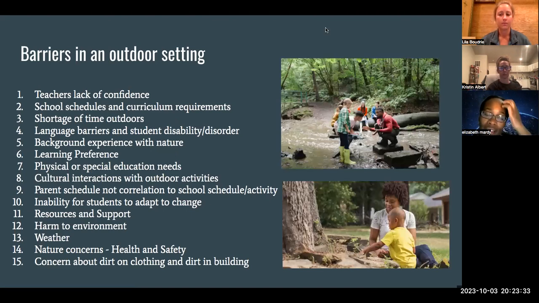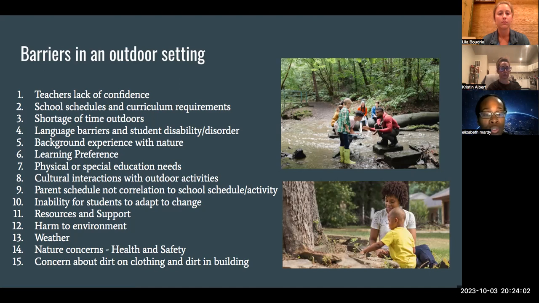So there are a good amount of barriers in outdoor settings. To name a few: teachers' lack of confidence in teaching outdoors, and school schedules and curricular requirements. There have been language barriers, so you won't be able to understand when people are speaking a different language, or have a really thick accent.